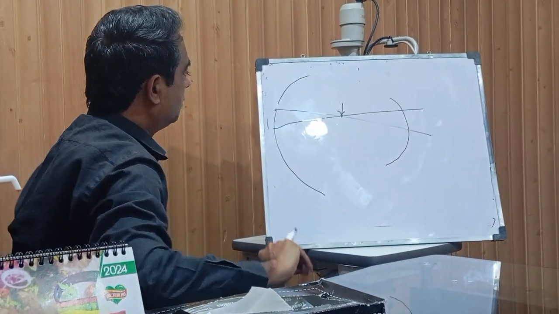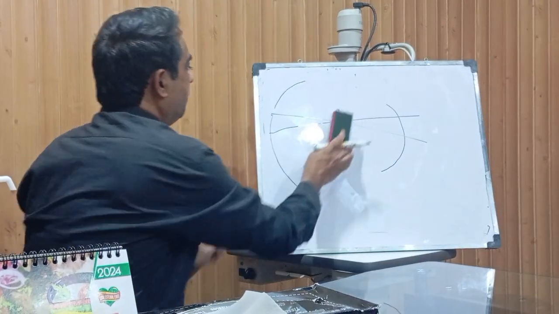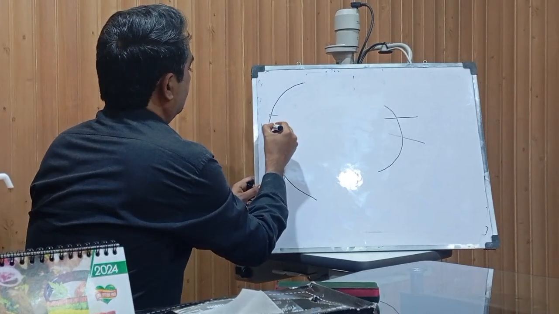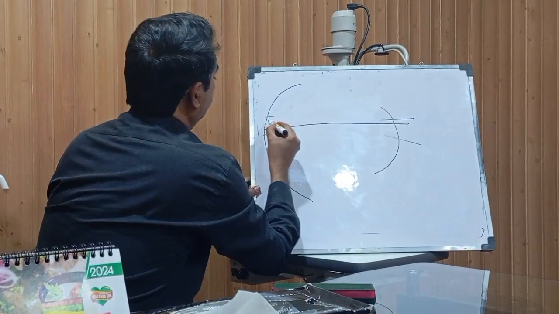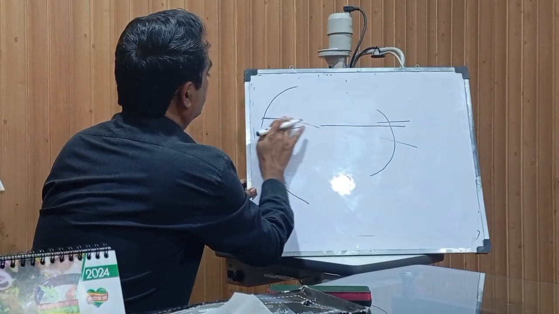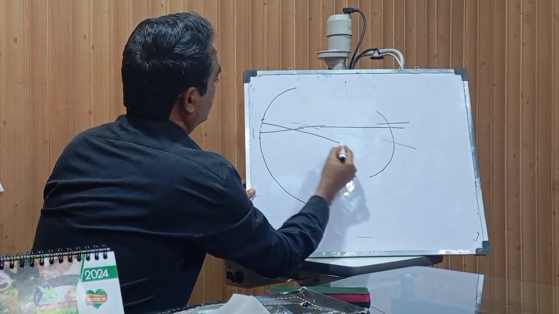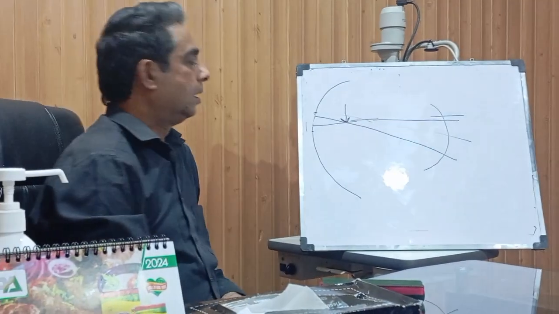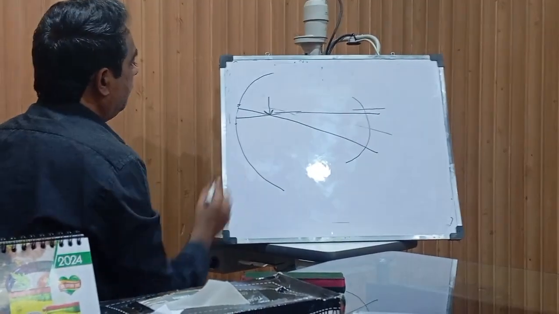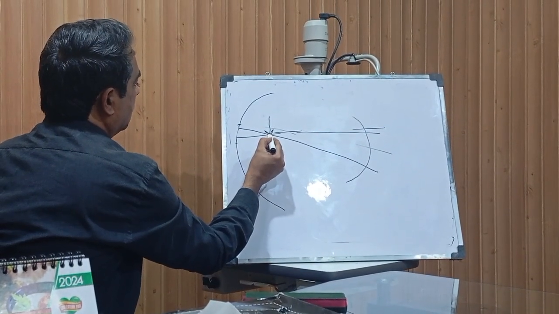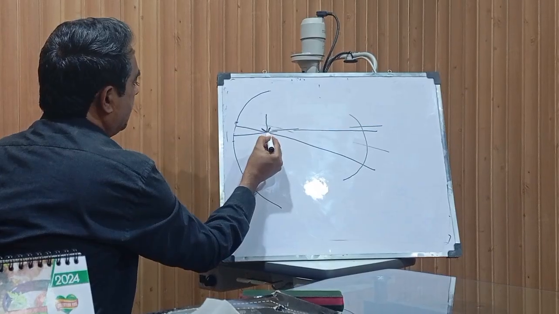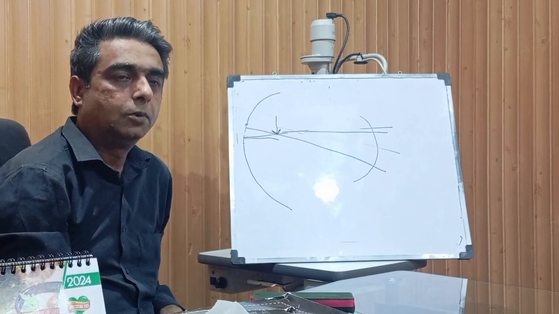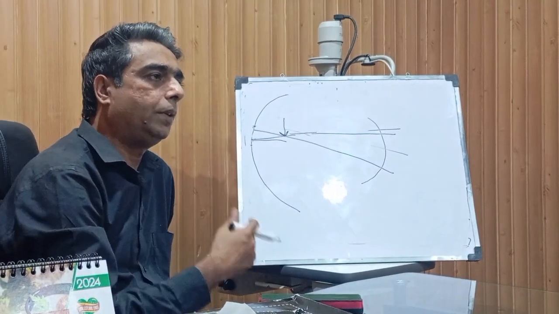So it is a high myopia which I have made, so the image is in front of the retina. So this is the image being formed. Now we have to replace this image on the retina so that the patient can see clearly. It is myopia or nearsightedness.